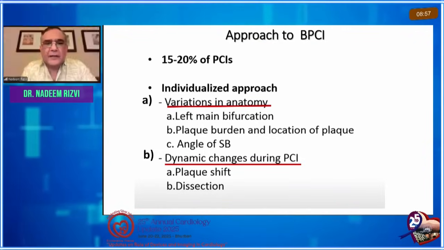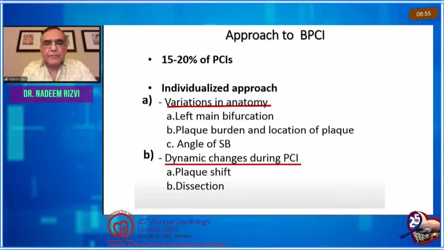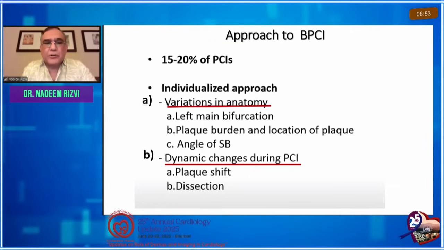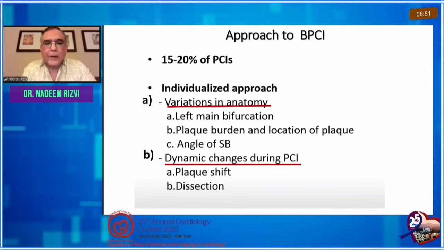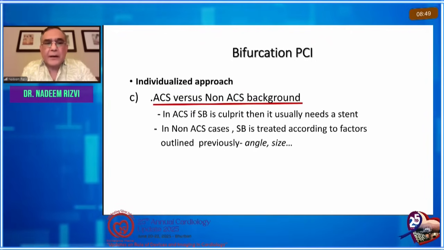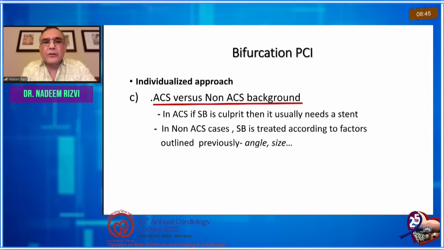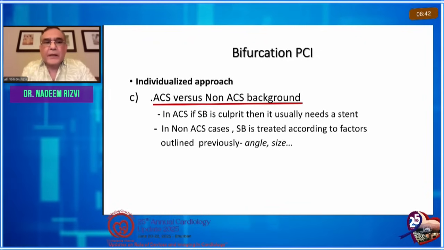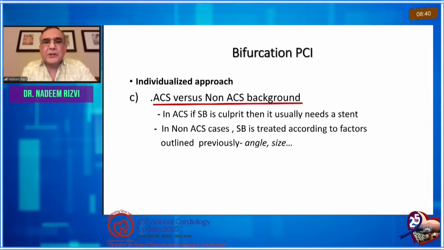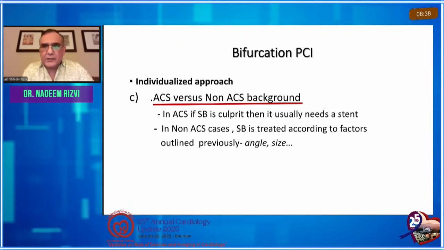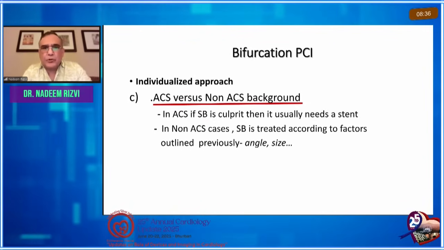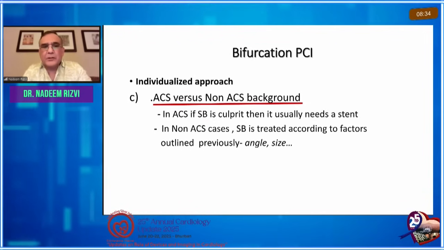Then the second thing is the dynamic changes during PCI. These are things that will change your strategy or your approach. So plaque shift and dissections. And number three, most important, whether you are in an ACS situation or a non-ACS situation. In an ACS situation, if the side branch is the culprit, then it usually will need a stent. So you cannot usually do a provisional if the side branch is the culprit.